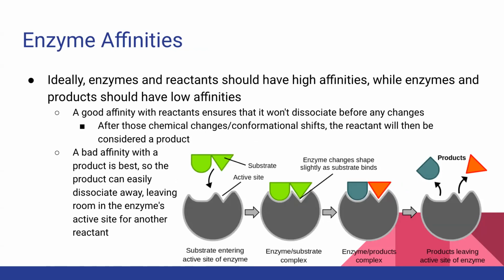Ideally, enzymes and reactants should have high affinities, while enzymes and products should have low affinities. So a good affinity with reactants ensures that it won't dissociate before any changes. And then a bad affinity with the product is best, so the product can easily dissociate away. For example, if it had a good affinity with the products, then it would just stay bound, and then it couldn't react with another one to make whatever reaction it's doing occur.